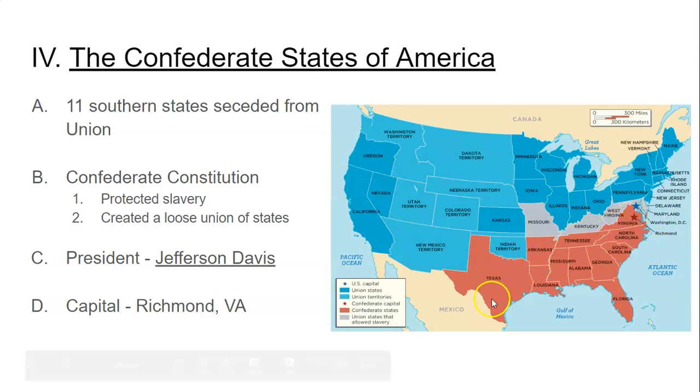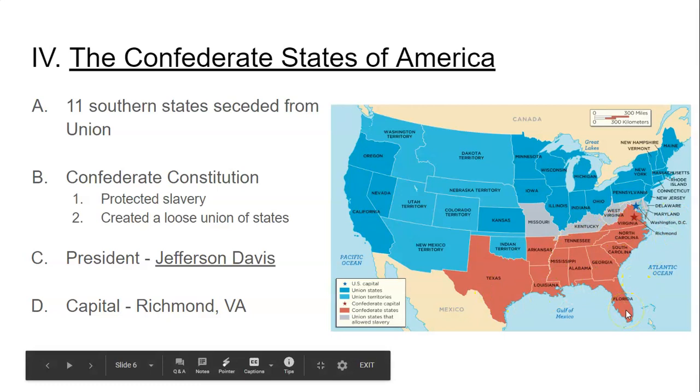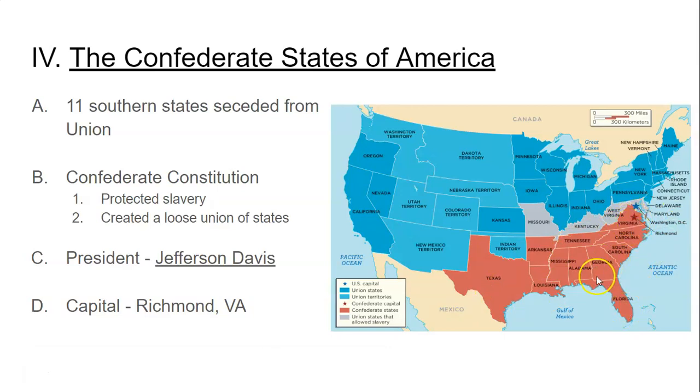So there are these red states right here. Their capital is Richmond, Virginia. They have a president, Jefferson Davis, and they also create their own constitution, or the guidelines of the rules for their new country, as they say.